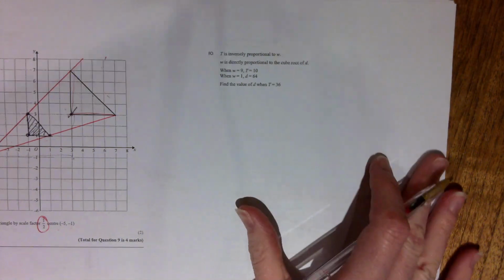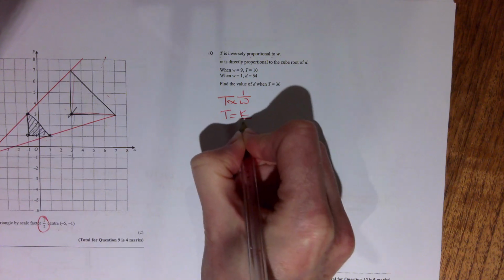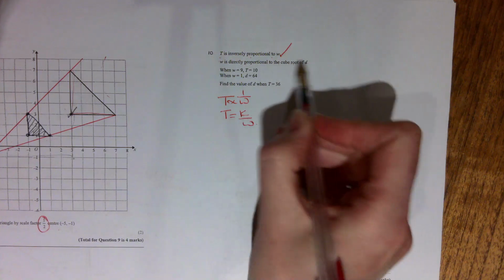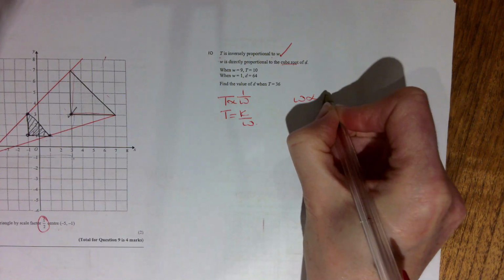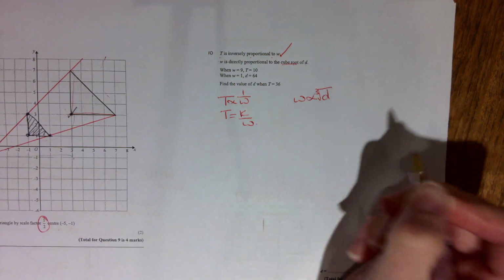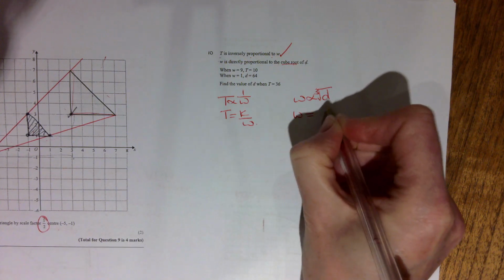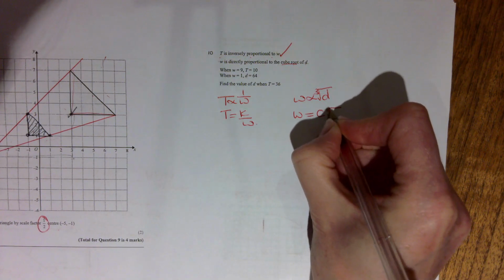Okay, question 10. T is inversely proportional to W. Pause. T is inversely proportional to W. So that means T equals K over W. Tick it off. W is directly proportional to the cube root of D. W directly proportional to the cube root of D. Always the order it is in the sentence. That's W equals, and I can't use K, I'm going to use a different letter. Let's just use C. Cube root of D.